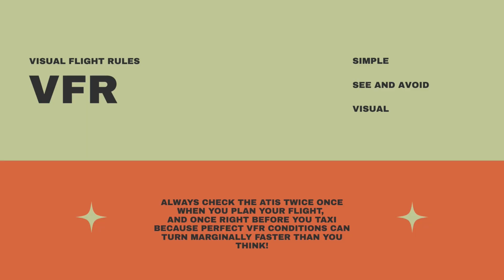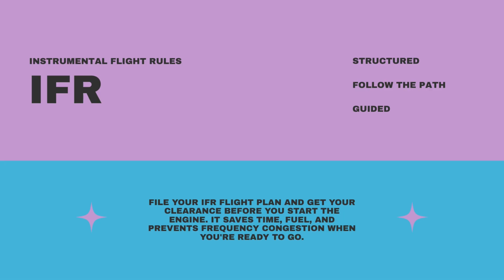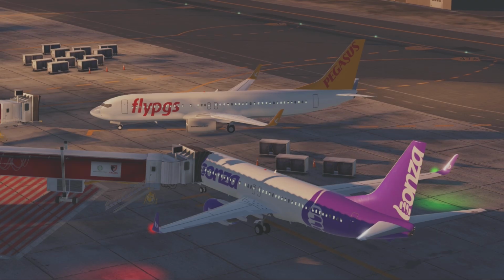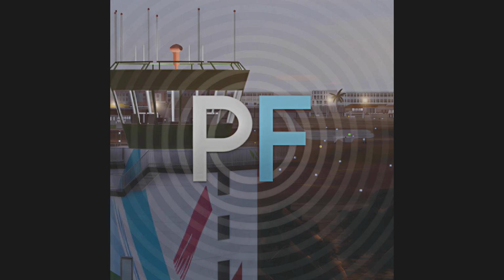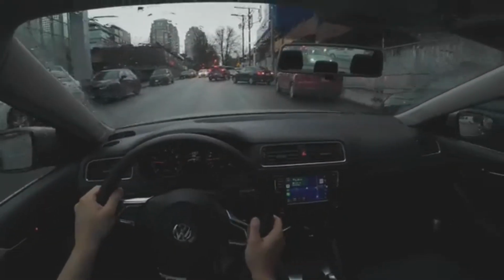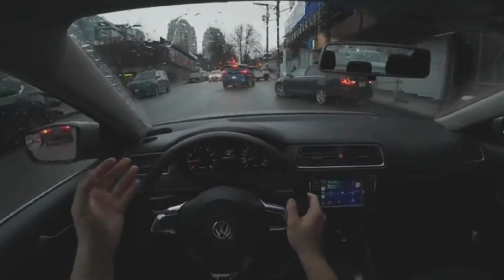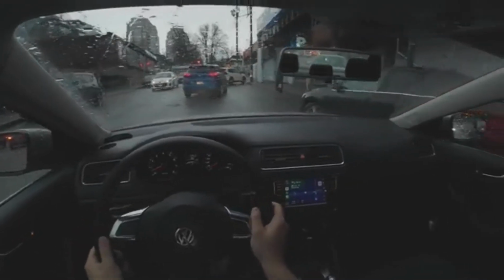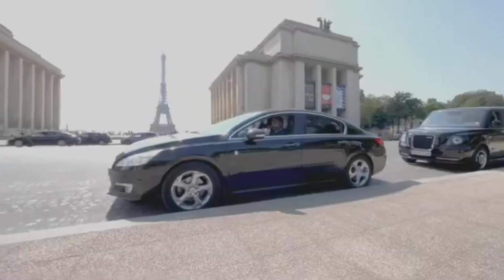The bottom line is, choose VFR for a simple, visual, see and avoid flight on a clear day. Choose IFR for a structured, guided, follow-the-path flight, especially if the weather isn't perfect or you're going far. In Project Flight, if you're using the PFATC network, you'll usually file an IFR flight plan because it gives the controllers a clear route to manage and sequence you with other traffic, just like in real life. Think of it as choosing between driving yourself, VFR, and having a guided chauffeur, IFR.